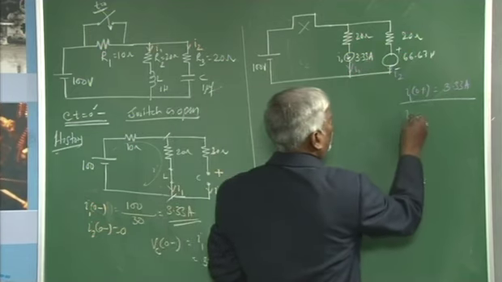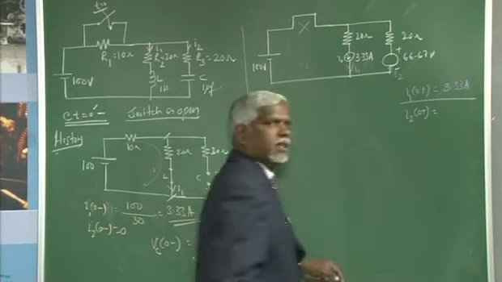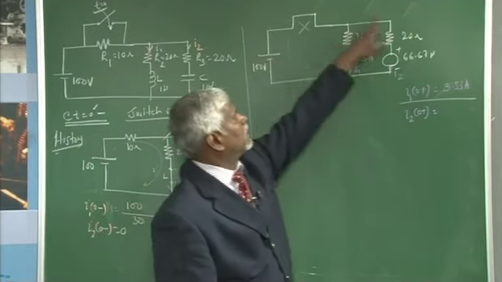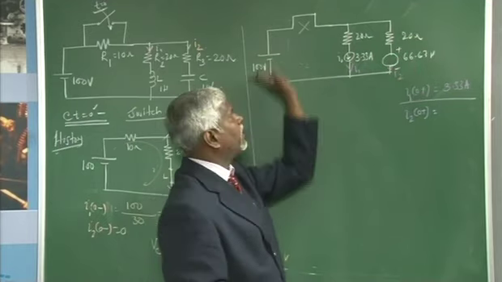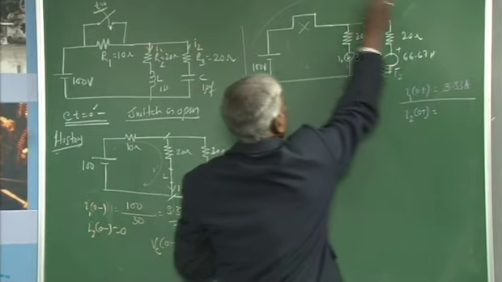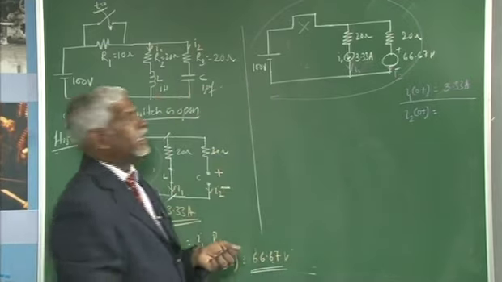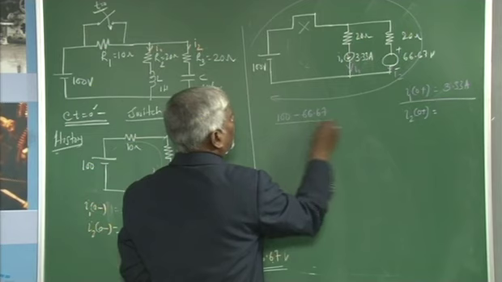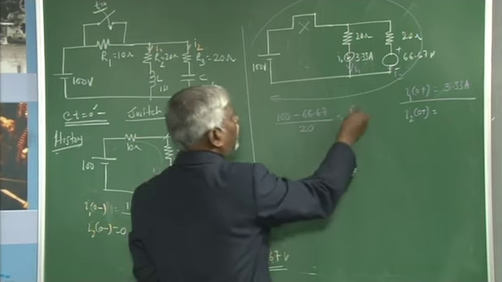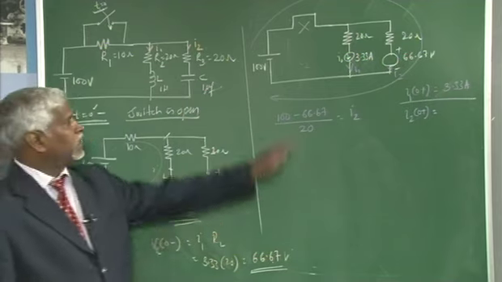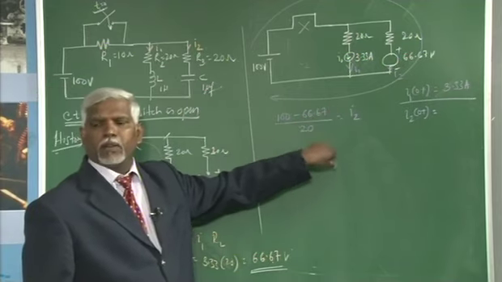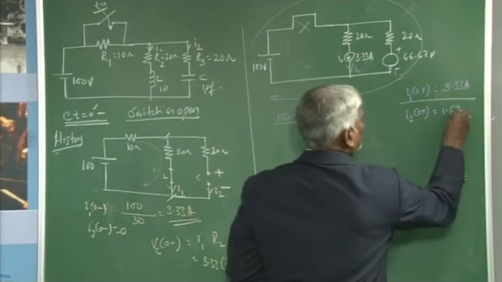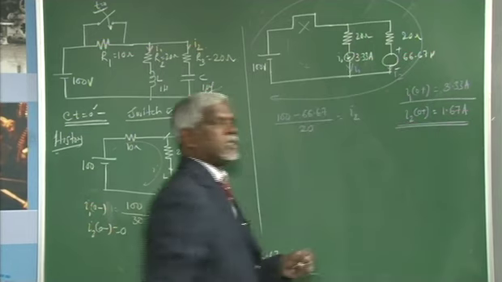The current I2 at 0 plus will be, just let us look at the outer loop, 100 volts, 66.67 volts. If I write a loop equation for this outer loop, it will be 100 minus 66.67 divided by 20, which will be your I2. So, I2 is 33.33 by 20, which works out to be 1.67 amperes, I2 at 0 plus.